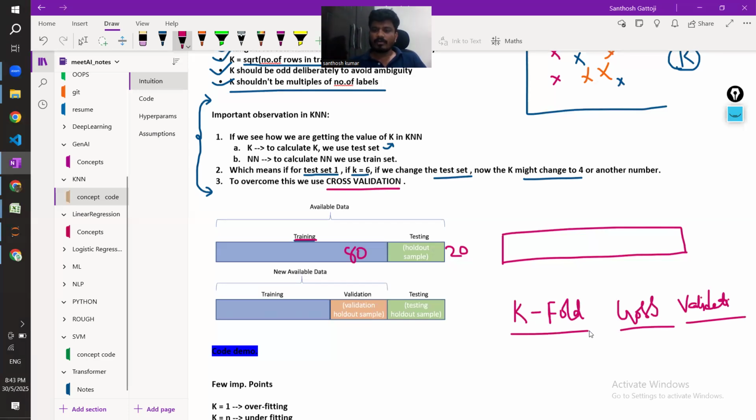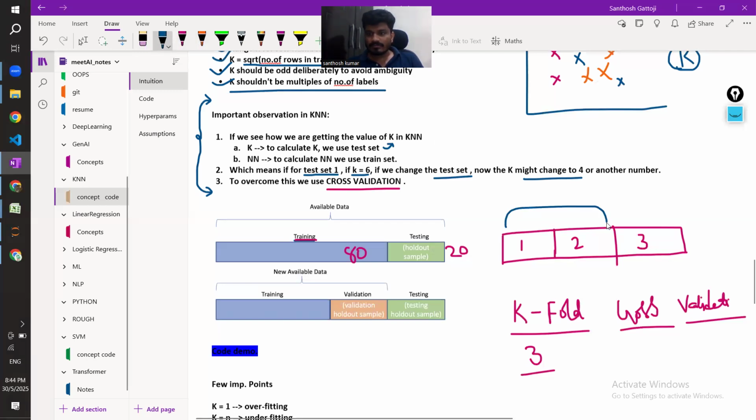K-fold means K is any number. If K equals 3, it's called threefold cross validation. That means this training data set we will divide into 3 parts: first part, second part, third part. That will become threefold. When you say fivefold, it will be divided into 5 parts. That's it. Then what we'll do, you'll take this.